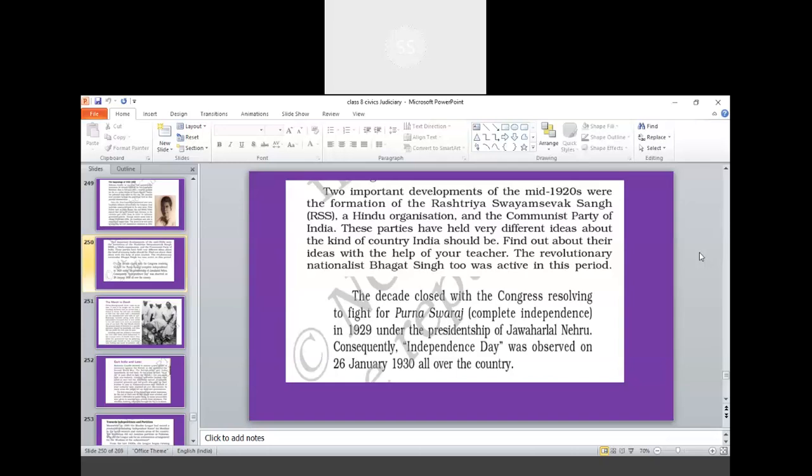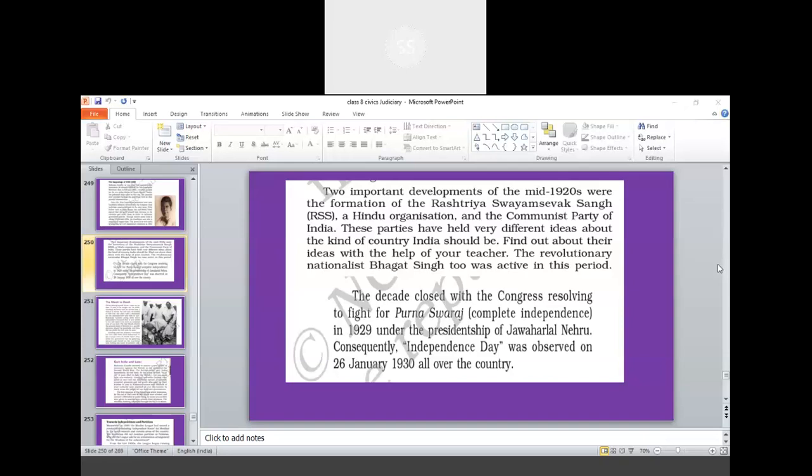But now the Indian National Congress decided that let us not fight for partial freedom, but let us fight for Purna Swaraj. Please write down this top point: Indian National Congress, Lahore session, 1929, decided to fight for Purna Swaraj. Now, the session came to an end on 26 January 1930.